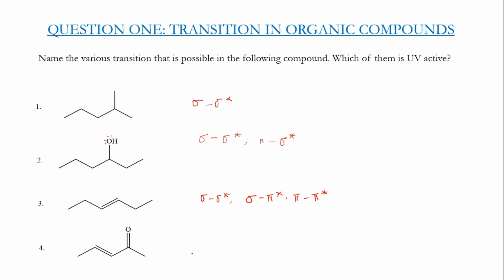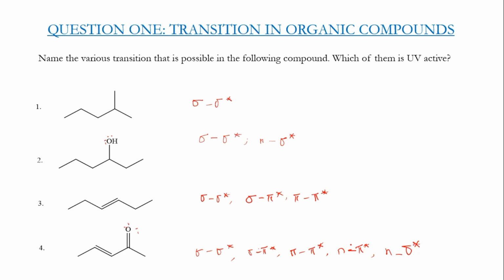Okay, what about this one here? We have sigma bond, sigma to sigma antibonding. We can also have sigma to pi antibonding. We can also have pi to pi antibonding. And we can also have n to pi antibonding, because here we have lone pairs of electron in this place. So we can also have n to sigma antibonding.